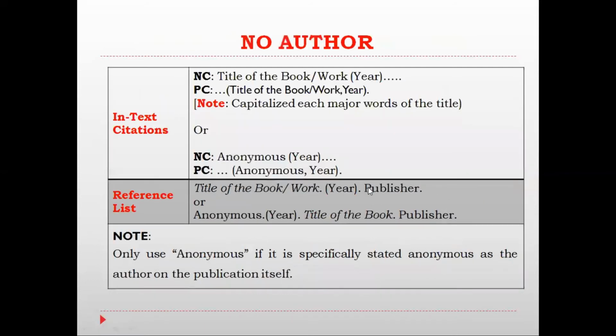Right. Now, what if you take work from a book and the book has no author name in it? Either you write the title of the book and the year in which it's published, but you have to make sure that each major word in the title is capitalized. Or you can use the in-text citation as Anonymous, and within it write the year of publication of the book. In the case of parenthetical citation, it will be Anonymous, comma, and the year. And in the reference list, you have to write the title of the book, the year, and the publisher. The title of the book will be in italics, or you can use the word Anonymous, full stop, the year of publication, the title of the book in italics, and the publisher's name.